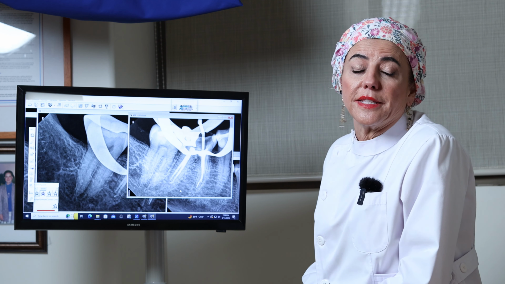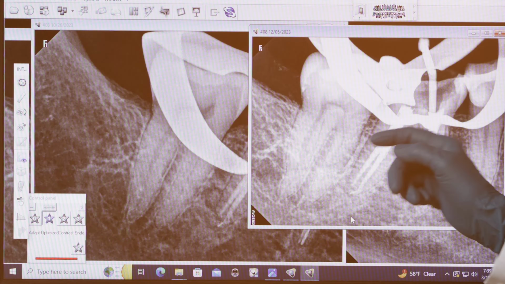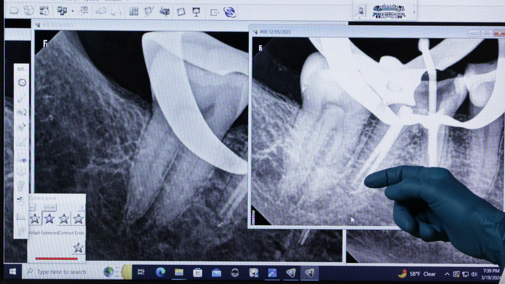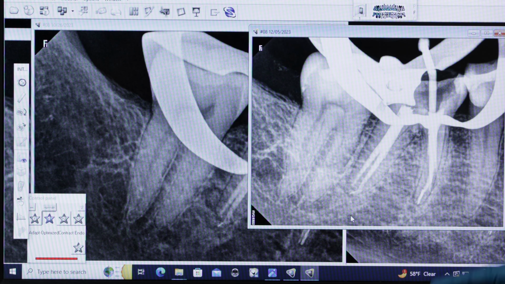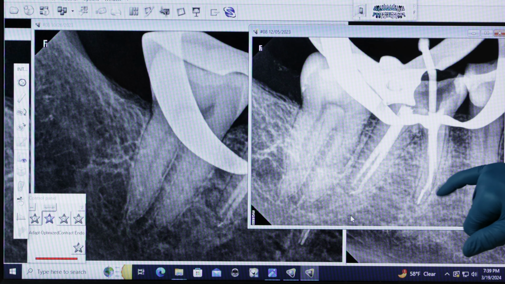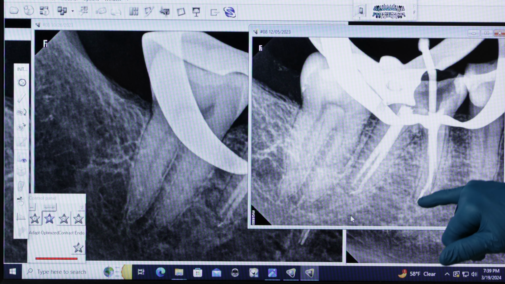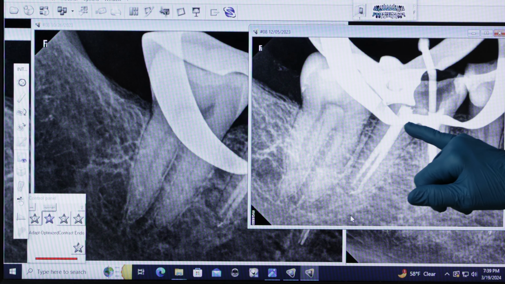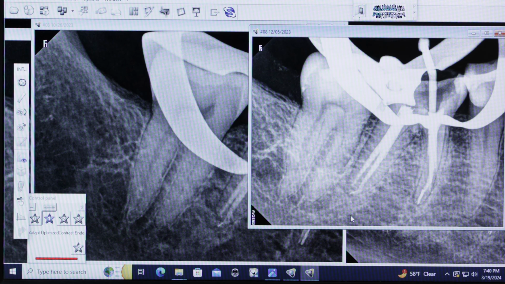She wants to save it, and the reason is because the two canals on the distal were done. We finished them correctly. I took out one of the instruments. The second, I just left this little tip here. Unfortunately, I have to seal the furca perforation and this.